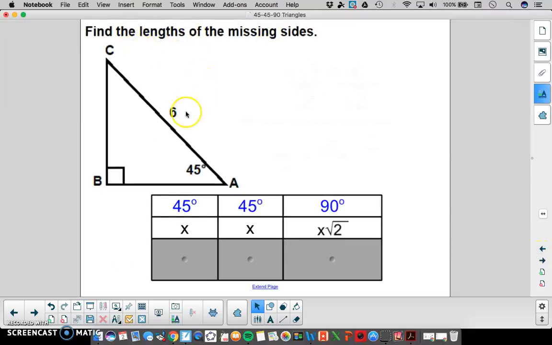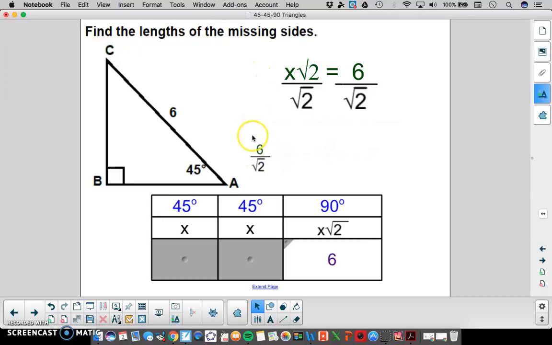Here, we want to find the lengths of the missing sides, and the length of my hypotenuse is 6. Notice it does not have the square root of 2 with it. Do not put that square root of 2 down here if it's not there in the picture. So this is where the little equation is very important. We really have x root 2 part of our pattern is equal to 6. So in order to solve for x, I have to divide by root 2. Well, that means that x is equal to 6 divided by root 2.